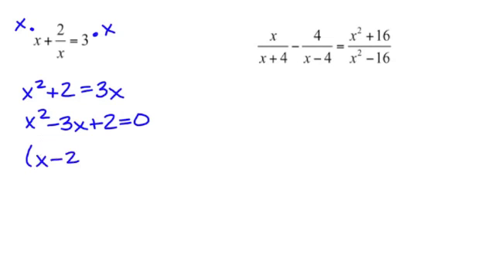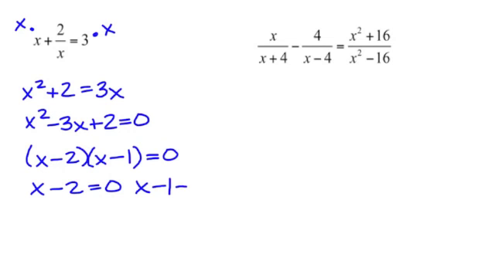By now you all know how to factor this, that it's x minus 2 and x minus 1. Don't be sloppy. Make sure you write them both equal to 0. So x minus 2 equals 0 and x minus 1 equals 0. So x is going to equal 2 and x is going to equal 1.